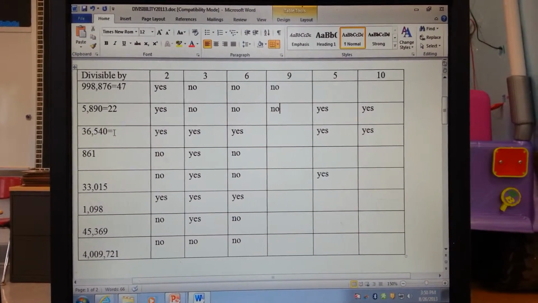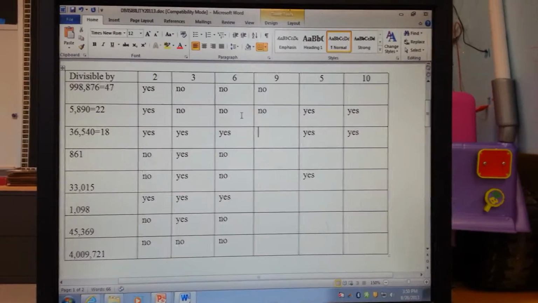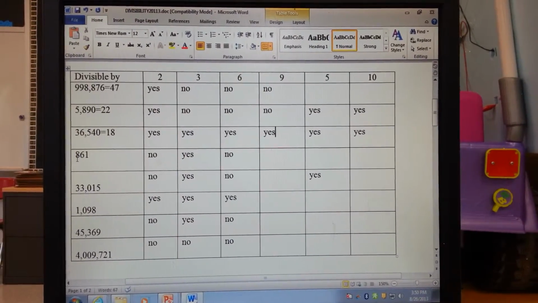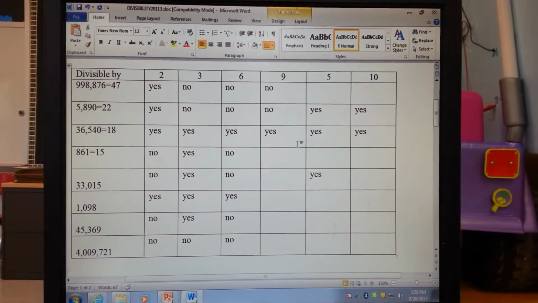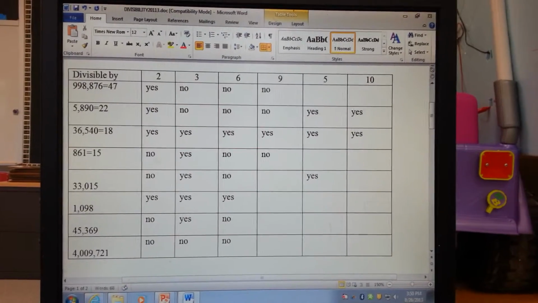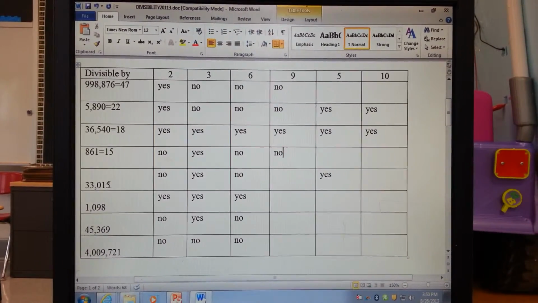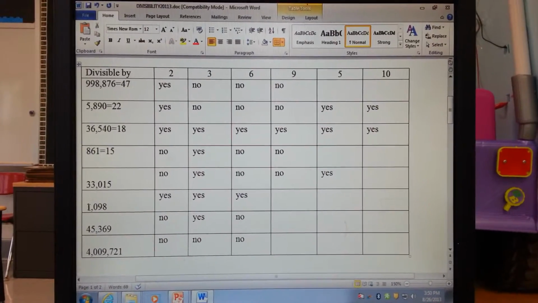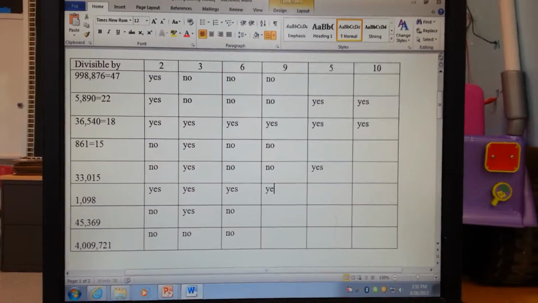What was this again? 9, 14, 18. 9 goes into 18. This one's a big fat yes. This one is 14, 15. 9 will not go into that, so it's a no. This one is 6, 7, 12. 9 doesn't go into 12 either. 10, 18. That's a big fat yes.